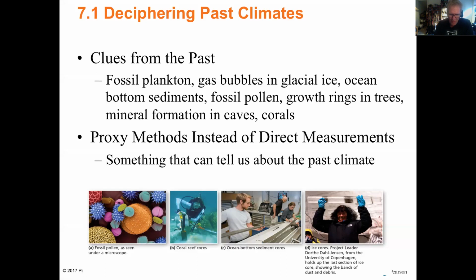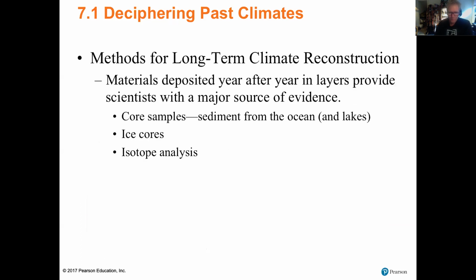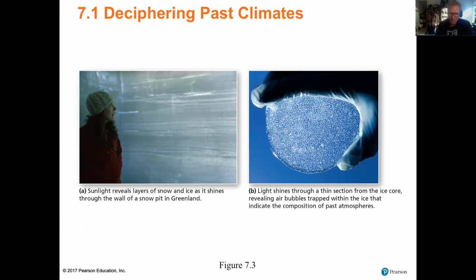Now, these aren't direct measurements. They're what we call proxy measurements that we use as evidence of what the past climates were like all these many, many years ago. So these materials are deposited year after year, okay, and scientists extract these usually through what we call core samples, where there's sediment from the ocean and lakes, ice cores, for example, or we can recover them as fossils and use isotope analysis.